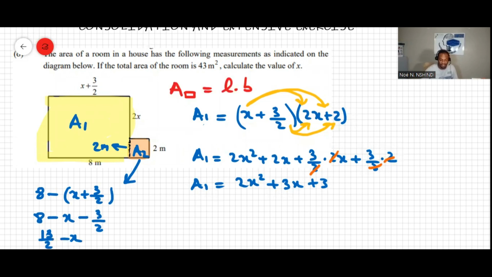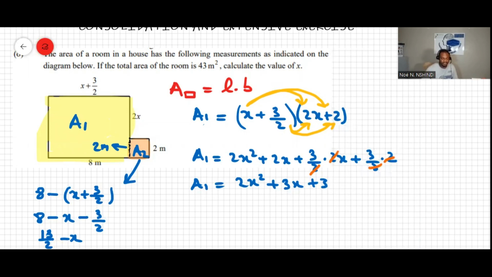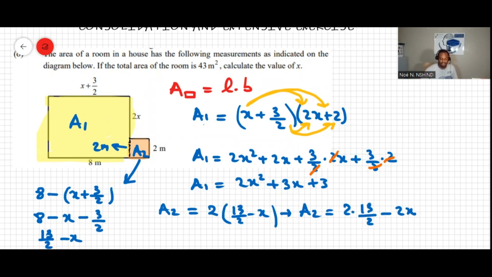You can check in the calculator. 8 minus 3 over 2. And that's 13 over 2, yes. 13 over 2 minus x. Now, area 2 will be 2 meters multiplied by 13 over 2 minus x. So this will be what? Area 2 will be equal to 2 multiplied by 13 over 2 minus 2x. And then 2 multiplied by 13 over 2, just 13 minus 2x. So area 2 is that.